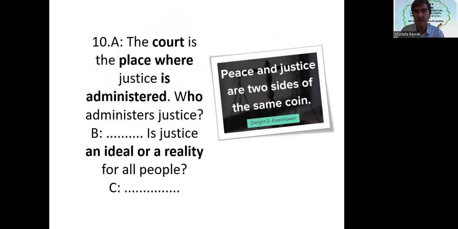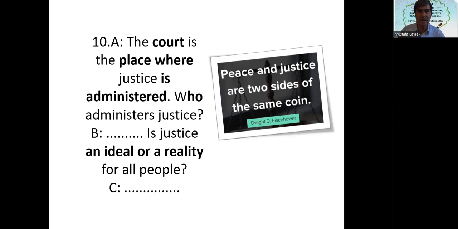Okay, let me read the image first before presenting the dialogue. Peace and justice are two sides of the same coin. Yes, excellent. Really, I accept this idea. I confirm this idea. For example, if a person is intellectually, emotionally, and ethically in peace, then he or she lives a just life. So it means that there is justice in his or her life. So if there is justice in a person's life, it means that he or she is in peace, they have peace of mind.